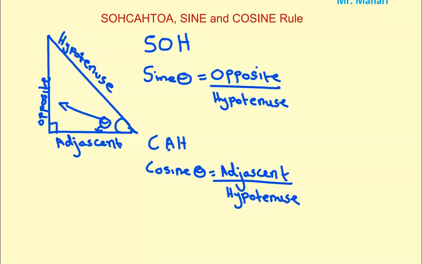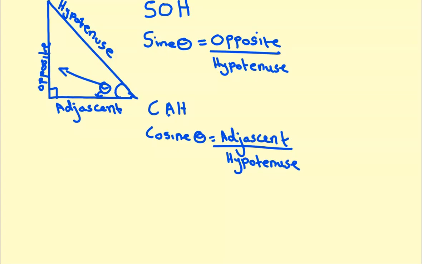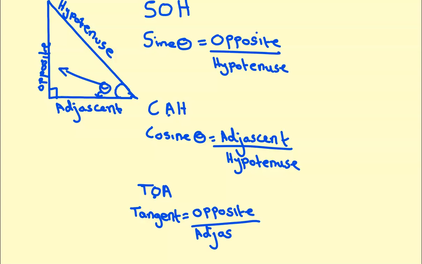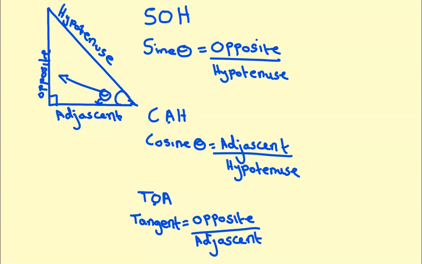And then we also have the last part, which is the toa. Which means that the tangent is given by opposite divided by adjacent. Well, the condition that you need to choose on when you're using opposite and adjacent and hypotenuse depends with the question.